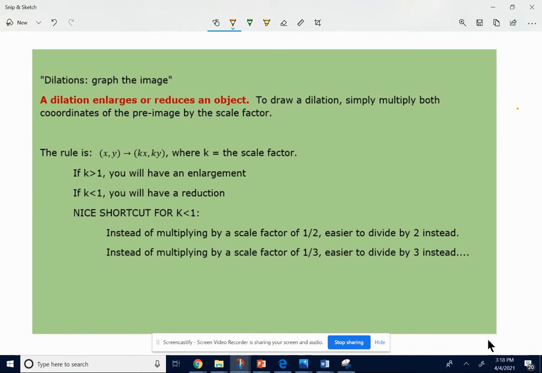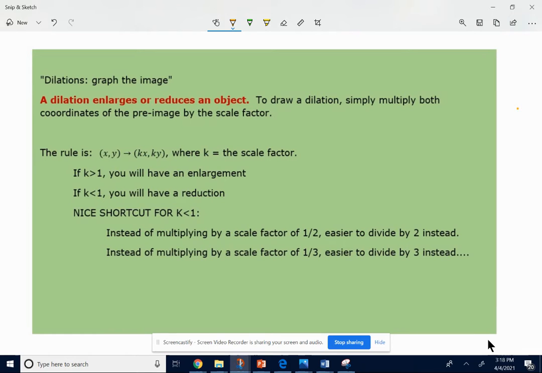Okay, the last kind of transformation is called a dilation. A dilation enlarges or reduces an object, just like we did with scale factor a couple days ago. To draw a dilation, you simply multiply both coordinates of the pre-image by the scale factor.